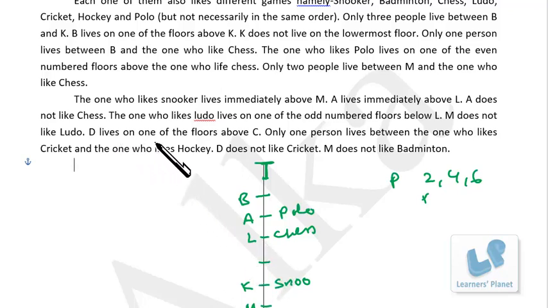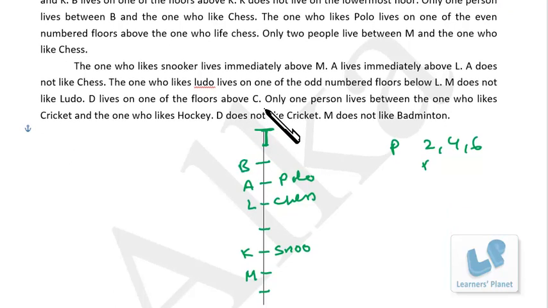Right? D lives on one of the floors above C. Now we just have to arrange C and D only. But D is living above C. That means it has to be C, and that means it has to be D. Now only one person lives between the one who likes cricket and the one who likes hockey. So we can have cricket and hockey, or hockey and cricket. D does not like cricket. So we have to assign D as hockey, M as cricket, and M does not like badminton. So that is also satisfied over here.